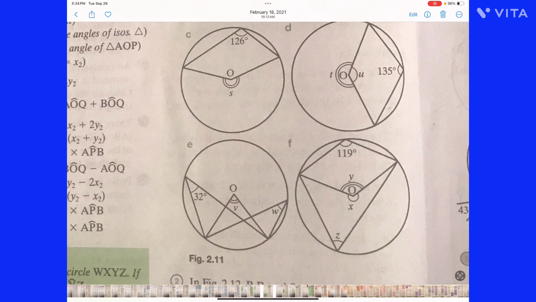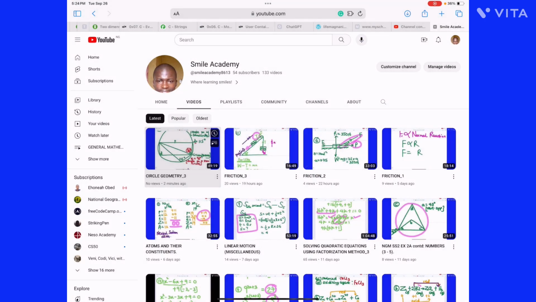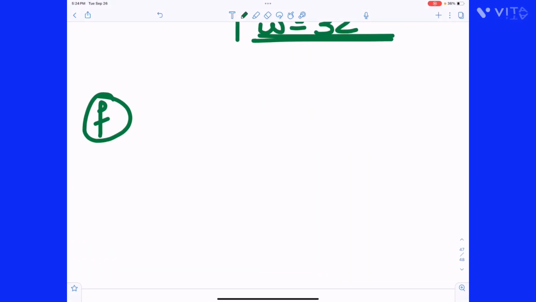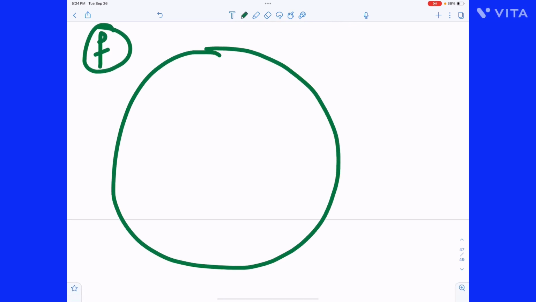F is 119, Y, X, Z. Excuse me. F is 119, Y, X, Z. Let me see if I will remember.